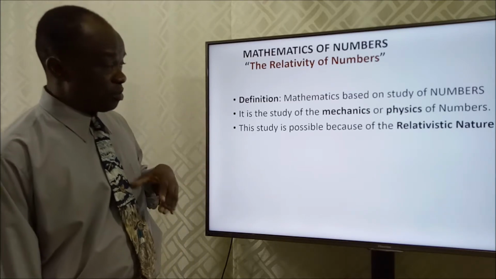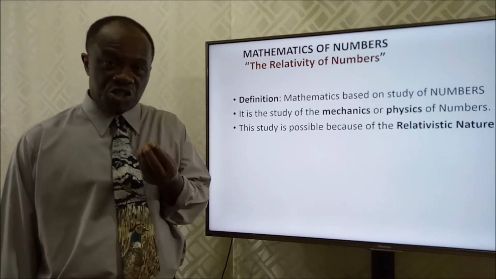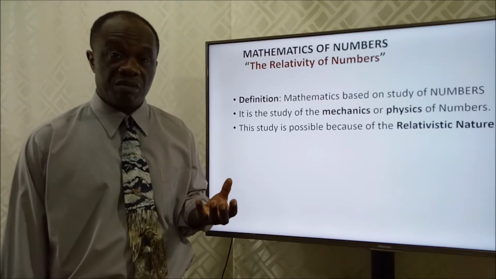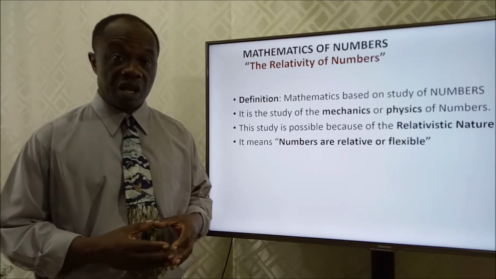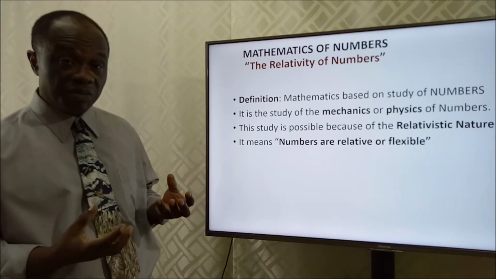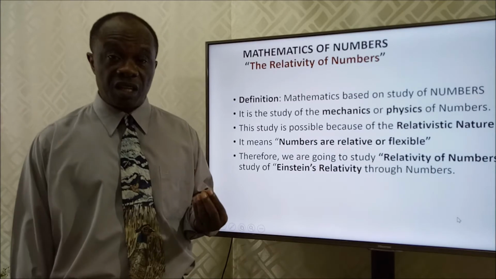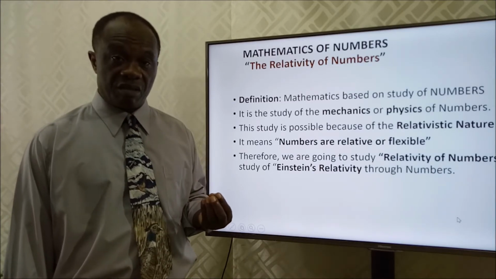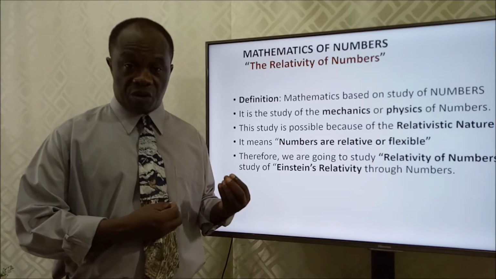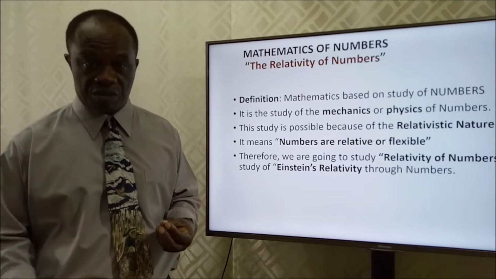The studies of mechanics of numbers are made possible by the nature of relativity that is found in numbers. So, numbers are relative or flexible. When I say relative and flexible, I'm referring to exactly the relativity of Einstein. The same relativity that Einstein explained 100 years ago is what I'm going to explain based on numbers.